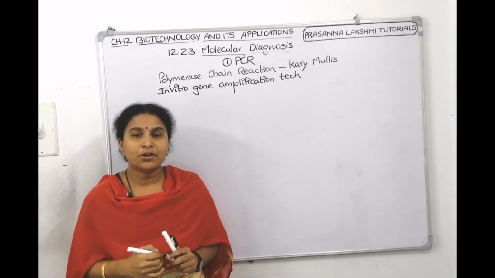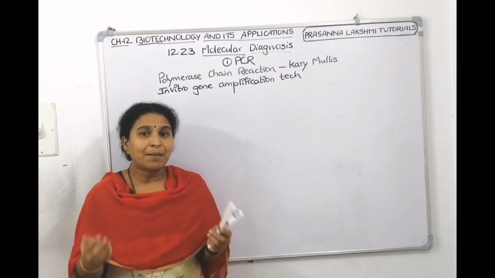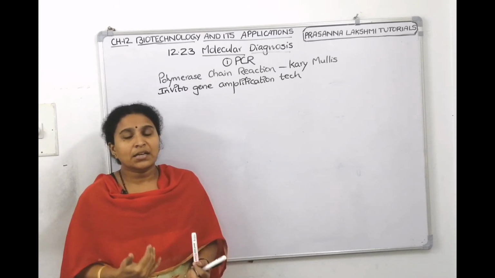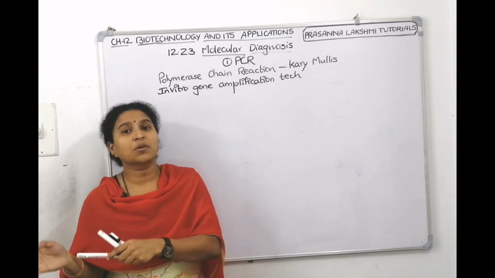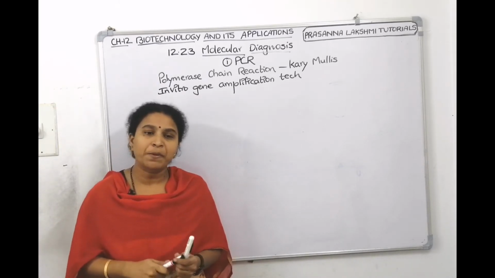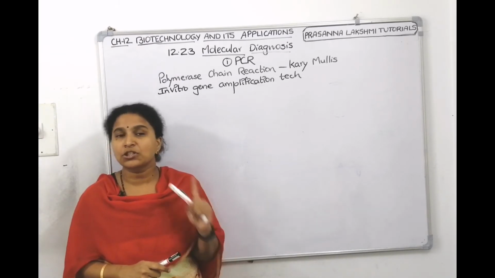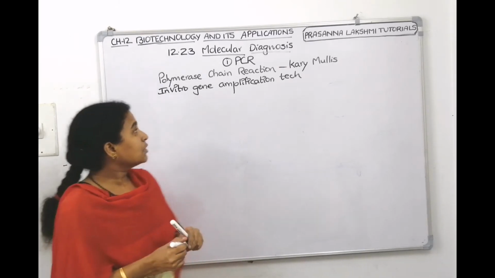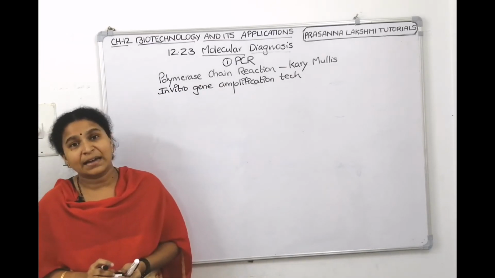What do you mean by in vitro? Outside the body. If the pathogen is amplified inside the body, it causes damage to the body, right? That is why we multiply the concentration of the pathogen outside the body. After that, we go for the diagnosis. So that is about PCR. It helps in amplification of the gene, and in amplification of the pathogen concentration. PCR stands for polymerase chain reaction, which was developed by Kary Mullis.